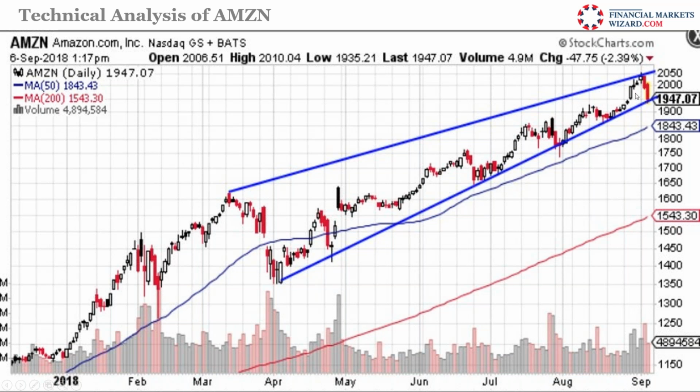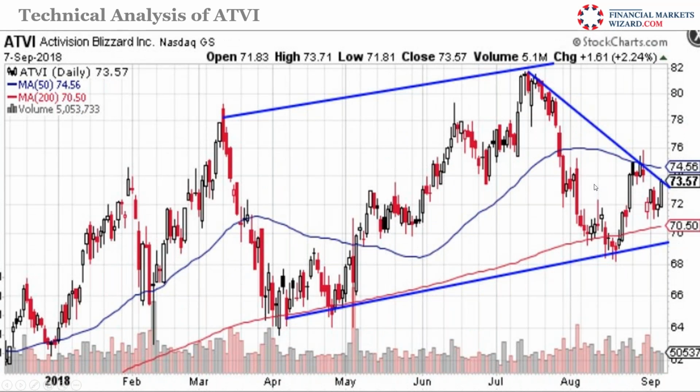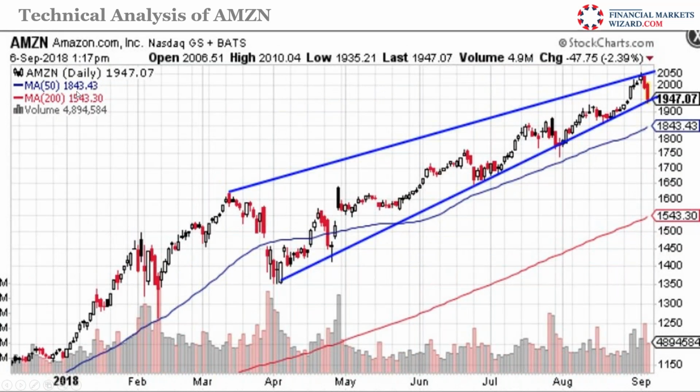So now Amazon, after breaking 2000 levels, went to 2050 and pulled back. It's sitting at the upward sloping trend line in 1947. Let's see if I prepared an Amazon chart. No, I did not prepare for the 7th of September, so it's a 6th of September chart. Amazon is sitting at the upward sloping trend line, which is support. So any reversal to the upside is another entry for you.